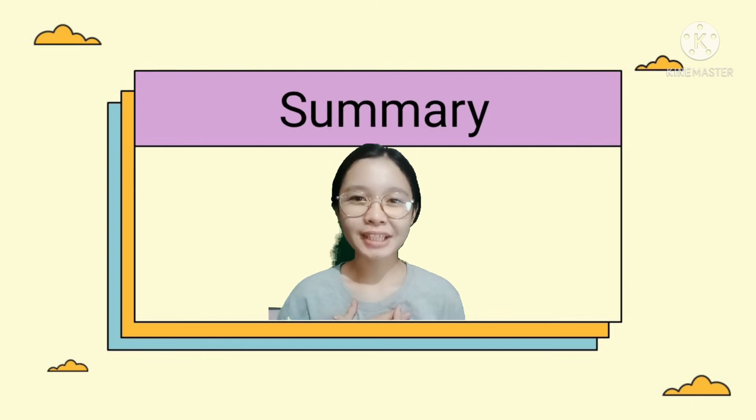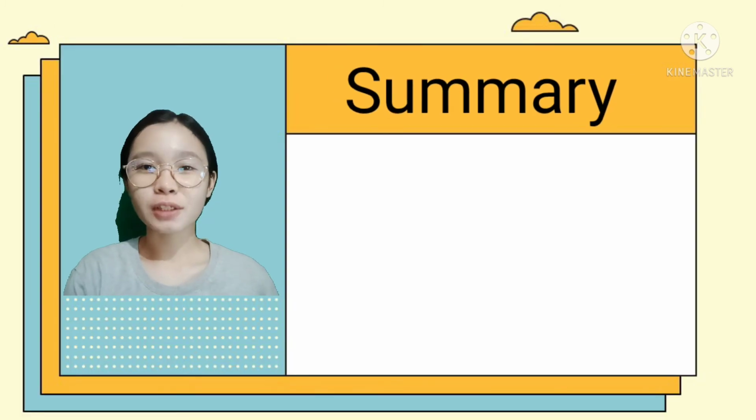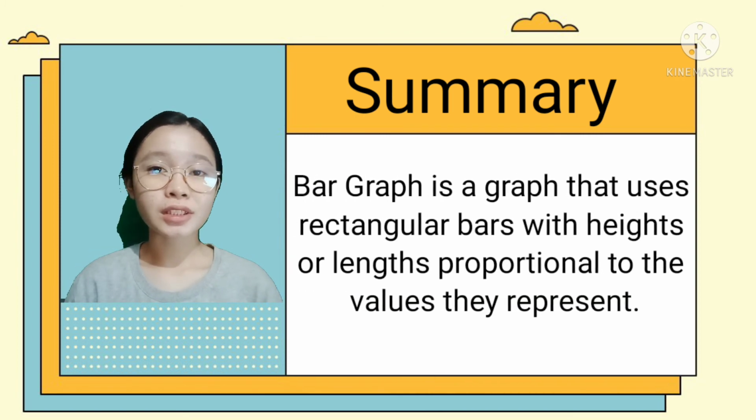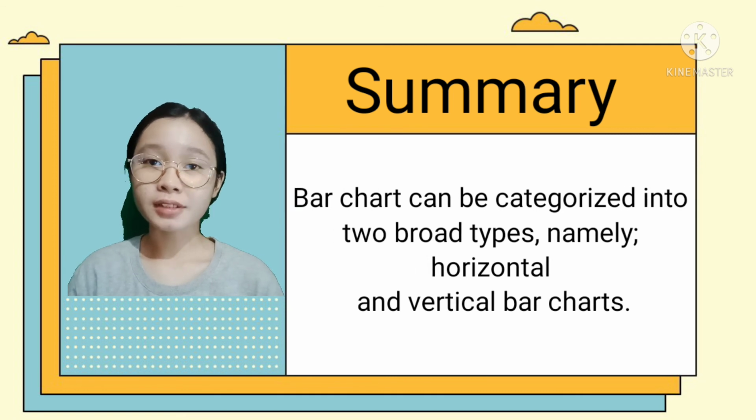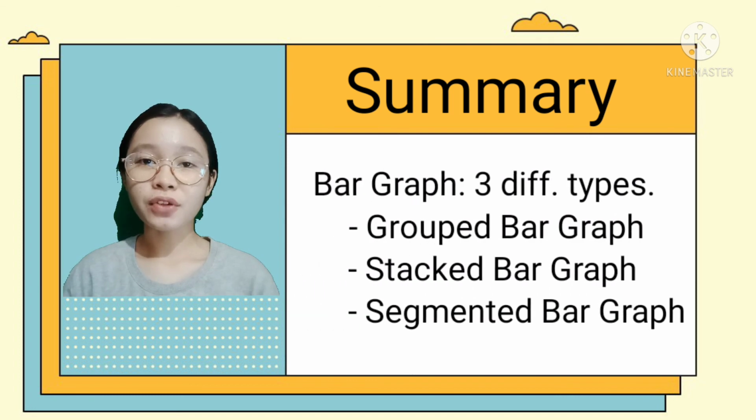Hi, I am Alessandra Wanlin Mortal and I am the one to summarize our topic. That brings us to the end of our presentation, giving you the overview of our topic and what my co-mates tackled. A bar graph is a graph that uses rectangular bars with heights or lengths proportional to the values they represent. A bar chart can be categorized into two broad types, namely the vertical bar charts and horizontal bar charts. The bar graph has three different types: the group bar graph, stack bar graph, and segmented bar graph.